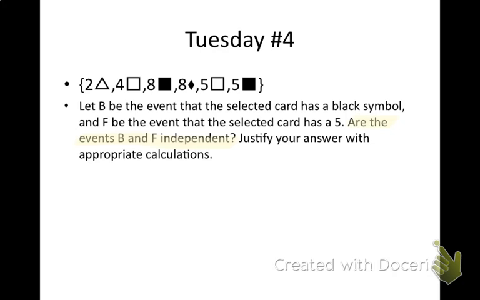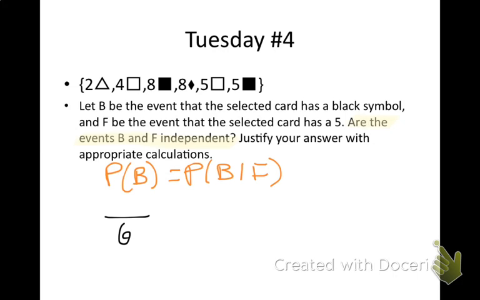As soon as we read that, we want to go ahead and think about the overall probability as compared to the conditional probability. So the overall probability of the event that we pull a card with a black symbol, we are going to look at all 6. So that's a probability out of 6. There's 1, 2, 3 of those. Okay, so that's 1/2.